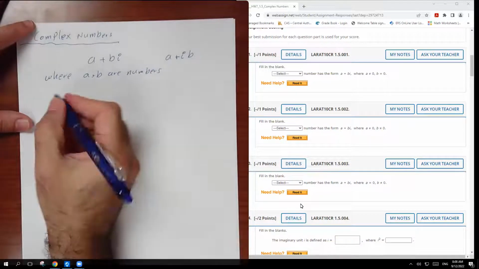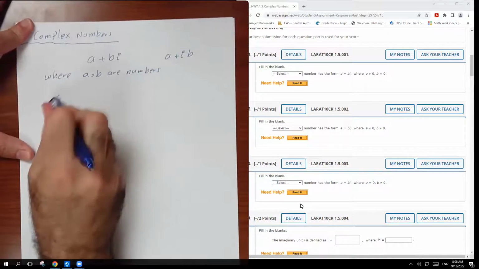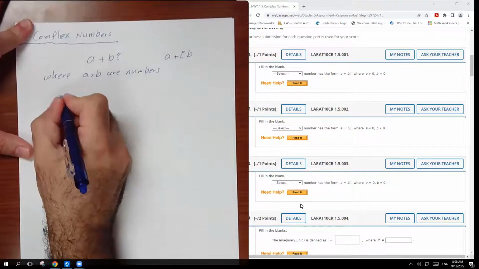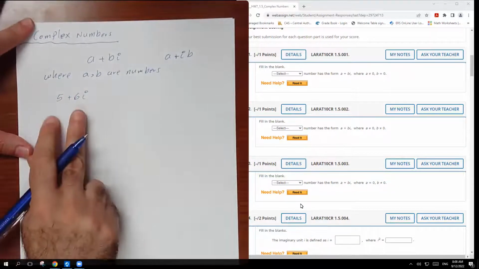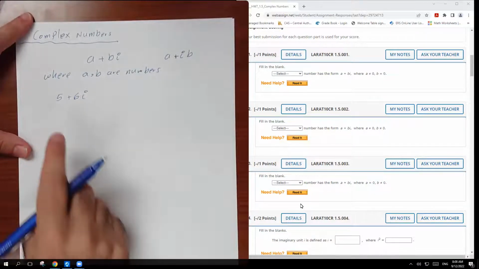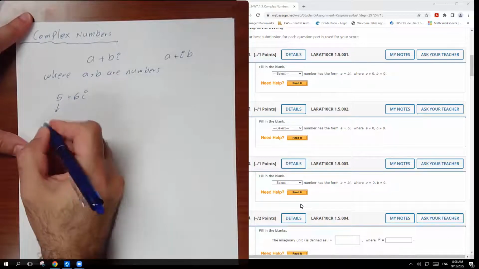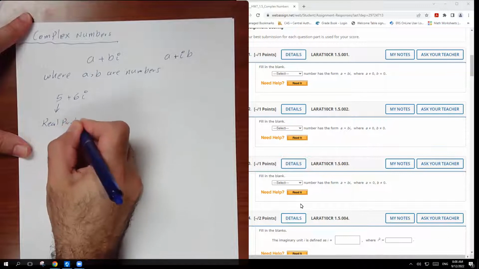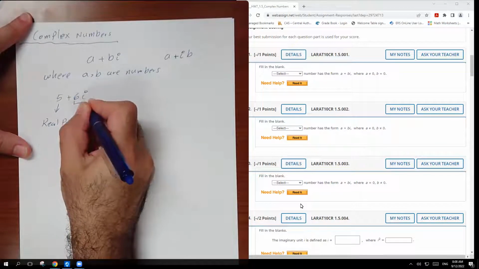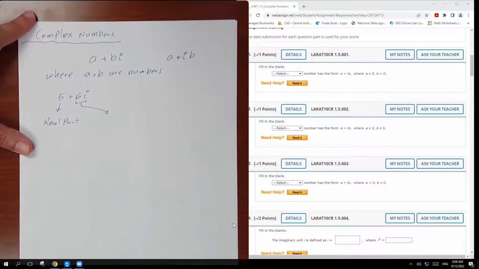For example, if you have the numbers 5 plus 6i, we can call this one complex number. Why? Because it contains two parts. This is the real part, and this one is the imaginary part. So we have two parts, the real part and the imaginary part.